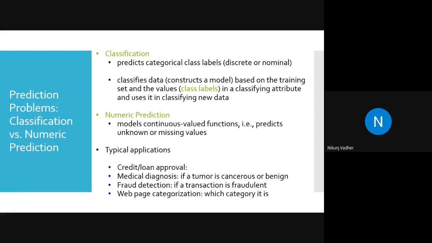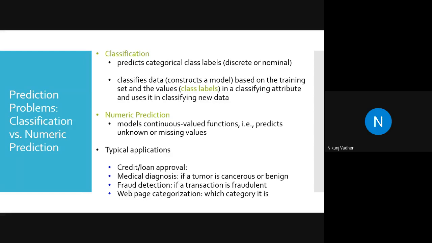Let's look at the content. Classification predicts the categorical class label, discrete or nominal. I hope you are familiar with discrete and continuous values. Nominal means categorical data. It classifies data based on the training set values in a classifying attribute and uses it in classifying new data. So it will learn and then try to answer your question.